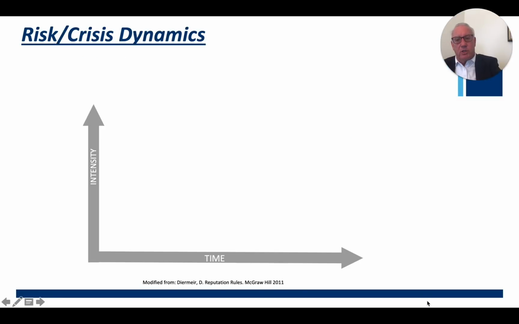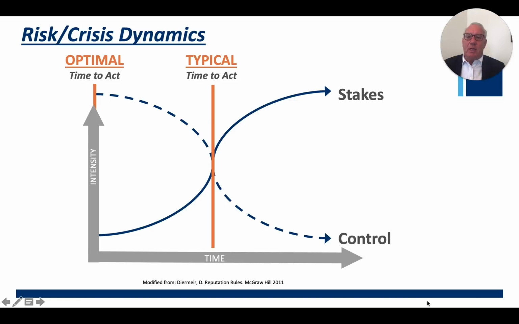When I think about risk and crisis management, this is abstracted from a Dan Deermeyer book called Reputation Rules, and it looks about the intensity of a problem over time. And he breaks it down into the dotted line is one's ability to control through their actions an event, the intensity. And then it's contrasted with the stakes, or how bad things can get.